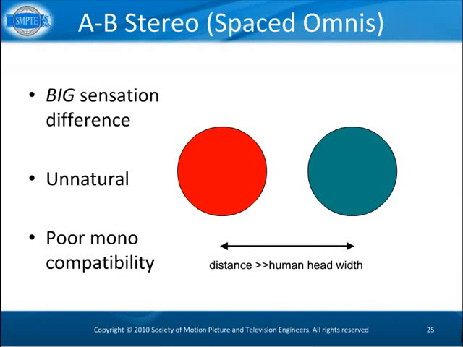Now, that form of stereo, today we sometimes call AB stereo or spaced omnidirectional microphones. It gives you a big sensation difference from monophonic sound. You get a sense that you're being enveloped in sound, but it's an unnatural envelopment because the microphones are generally spaced considerably farther apart than our ears are. So they are picking up sounds differently from the way that we would normally hear. And as a result, there is poor mono compatibility.